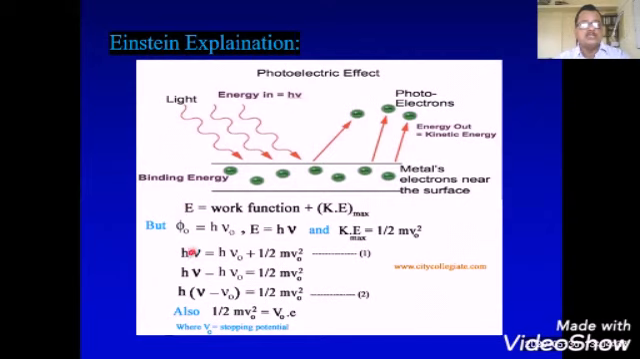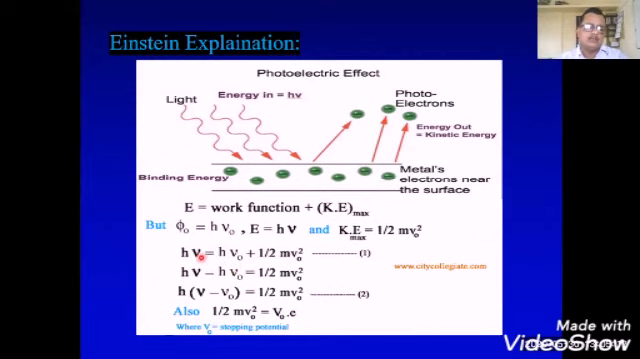So E is equal to h nu. Work function phi is equal to h nu naught, and the rest of the energy is equal to half mv squared. This is the simple equation proposed by the famous Albert Einstein to explain the photoelectric effect, and based upon his explanation, much later he won the Nobel Prize for Physics. So this is all about Einstein's explanation.